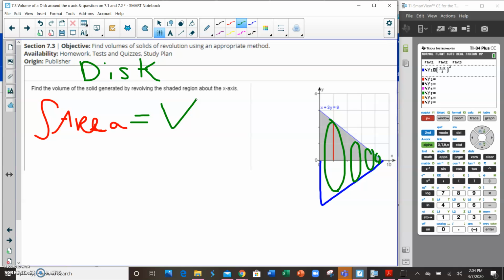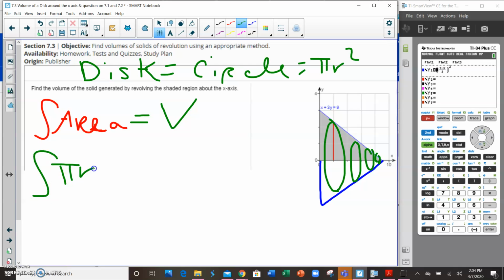Those disks are circles. And what is the area of a circle but pi r squared? So for every single problem that you're going to do, we are going to integrate pi r squared. If you revolve around the x-axis, this is a dx. If you revolve around the y-axis, which we're not going to do today, that would be a dy. Since we're revolving around the x-axis, that's a dx.